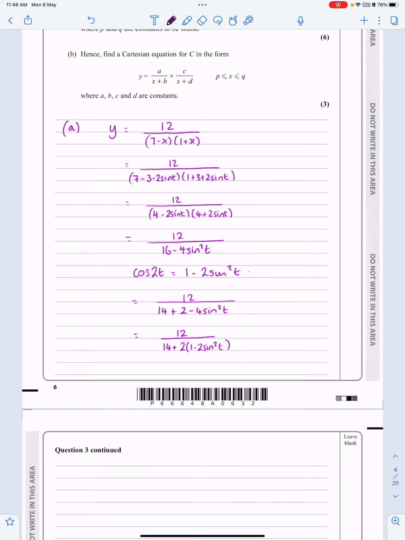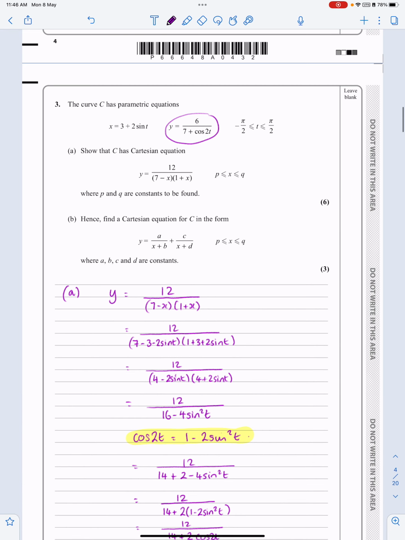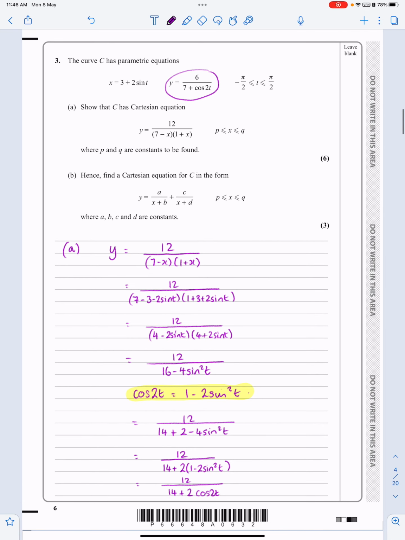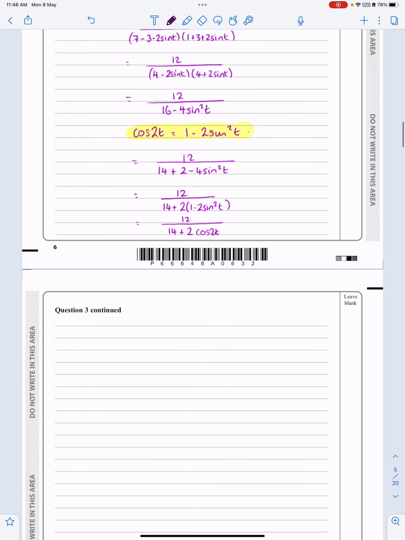And why did I do that? Because 1 minus 2 sine squared t, as we can see up here, I can now do that substitution and make it cos 2t. So I'm going to get equals 12 over 14 plus 2 lots of cos 2t. If we then look at the answer, they've got 12 over 6 over 7 plus cos 2t. Sorry, it's a circle that I'm looking at there. Yeah, that works out perfectly now, doesn't it?